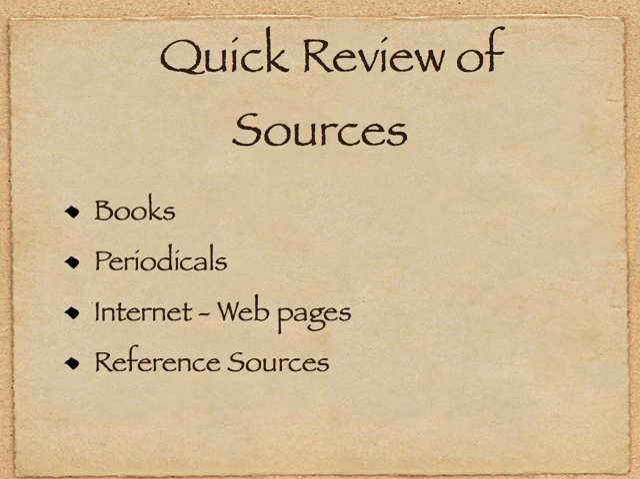So let's do a quick review of the different types of sources that we use when we do research so we can see how the scholarly journals assignment fits in. We talked about how there are 4 major sources. We have books, periodicals, internet / web pages, and then reference sources. We've already searched books and periodicals and of course the web pages, but when we did the periodical search, we didn't focus on the different types of periodicals. Now remember, there's 2 different types of periodicals. There's popular and then there's professional periodicals.